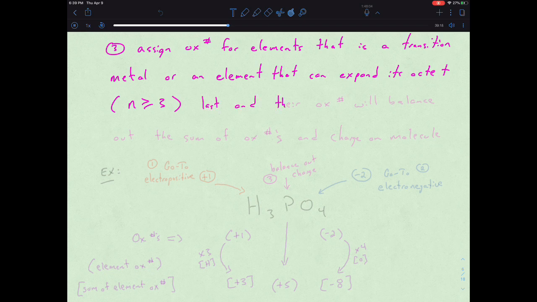and their oxidation number will balance out the sum of the oxidation numbers and the charge on the molecule. So those are the three different sets of rules that we want to go through. As some examples, we could start off with maybe phosphoric acid.